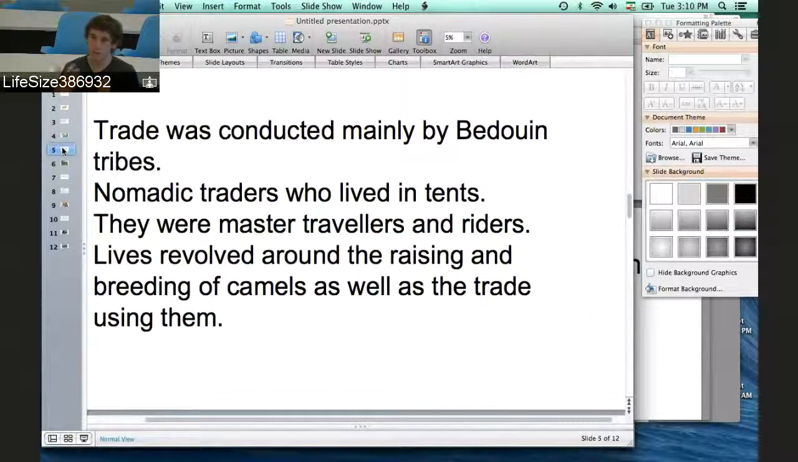So the trade was conducted mainly by the Bedouin tribes. These are nomadic people who lived in tents and traveled with the camels. Their lives really revolved around these camels that they bred and sold, and they had a very nomadic lifestyle that was very family and tribe oriented. Next slide, please.